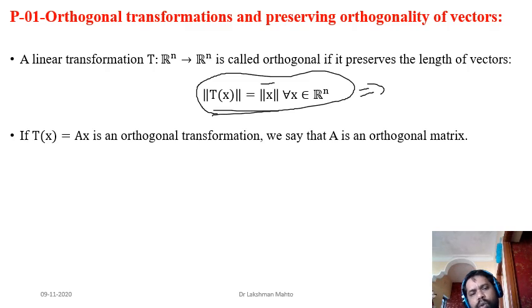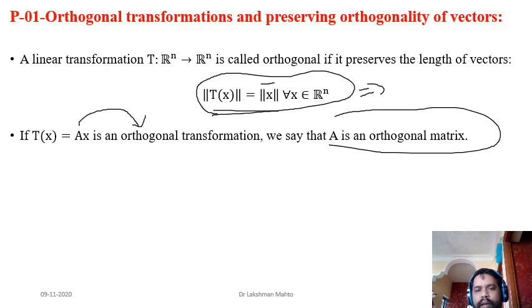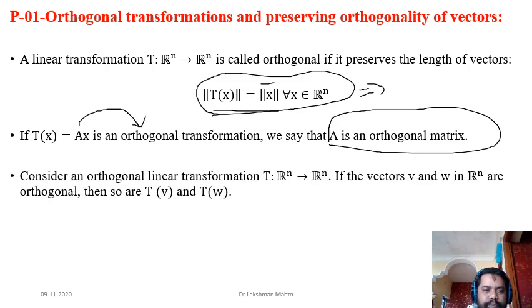If you have an orthogonal transformation, then you can always find a matrix, and that matrix also happens to be an orthogonal matrix. The matrix of the orthogonal transformation happens to be an orthogonal matrix. Right now this is a concept. In the next part we will discuss how to find that orthogonal matrix. When we have an orthogonal transformation, we will find the matrix of the transformation, and that matrix will happen to be an orthogonal matrix.